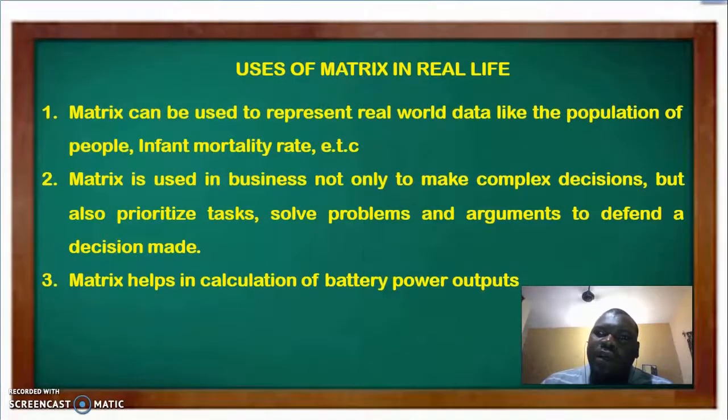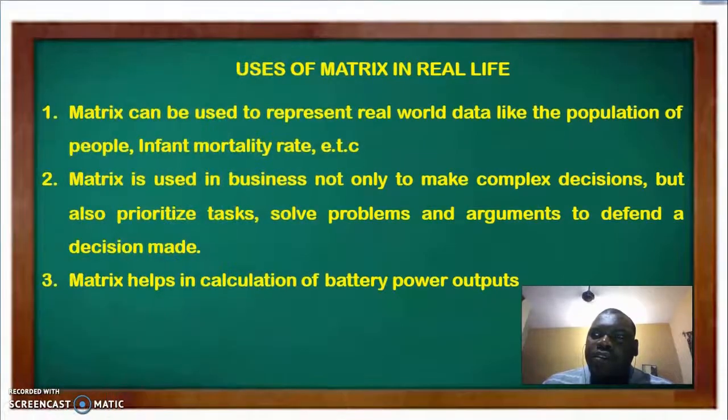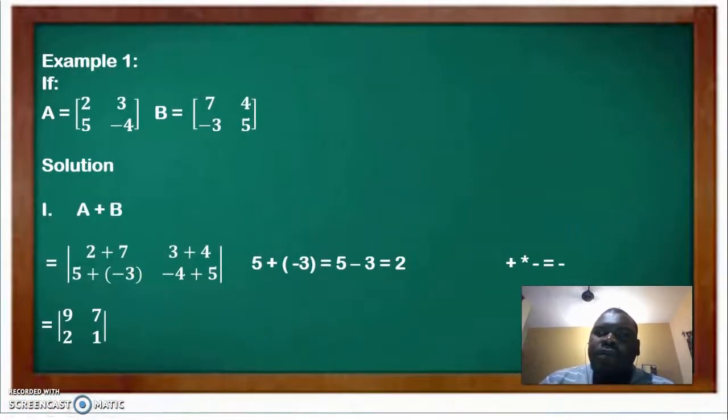To remember that we are looking at addition and subtraction of matrix. So for example, example 1: if A is equals to 2, 3, 5, minus 4 and B is equals to 7, 4, minus 3, 5. Solve A plus B, A minus B. So that's our question, the first example.